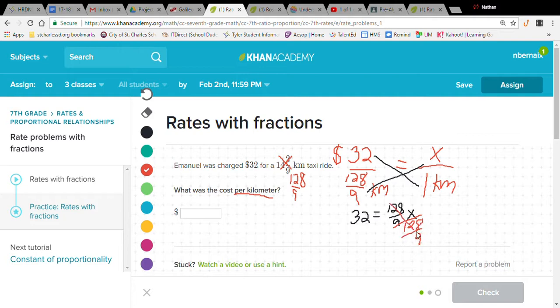Those cancel out. You do the same thing over here. So I got x by itself over here. Now I needed to divide by 128 over 9. So how do we do that? We should be really good at working with fractions now because we do it twice a week in TC. So let's rewrite it like this: 32 divided by 128 over 9.